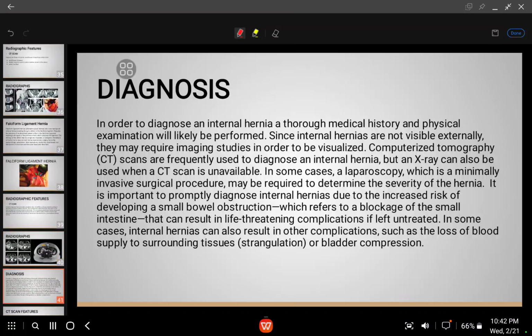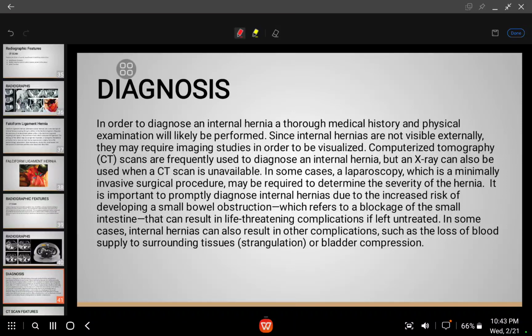So what is the diagnosis? In order to diagnose an internal hernia, a medical history and the physical examination must likely be performed. Since internal hernias are not visible externally, they may require imaging studies in order to be visualized, and computerized tomography scans are frequently used to diagnose internal hernia, but X-ray can also be used when a CT scan is unavailable. In some cases, laparoscopy, which is a minimally invasive surgical procedure, may be required to determine the severity of the hernia.